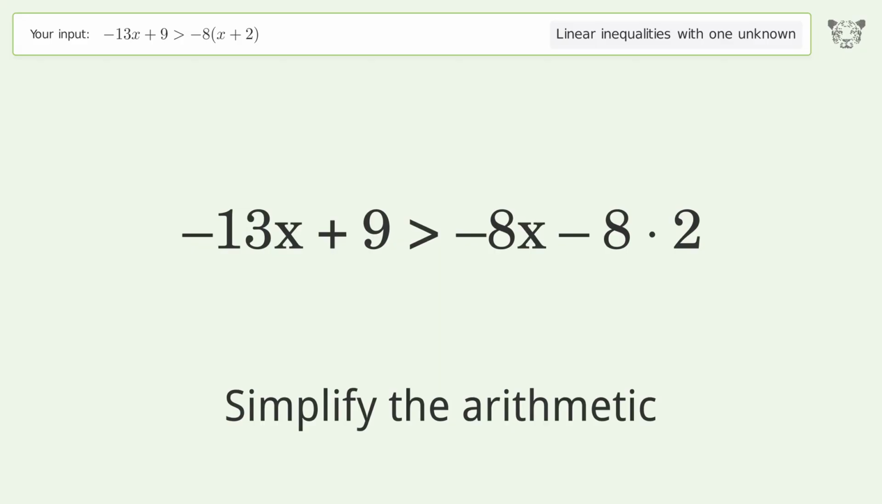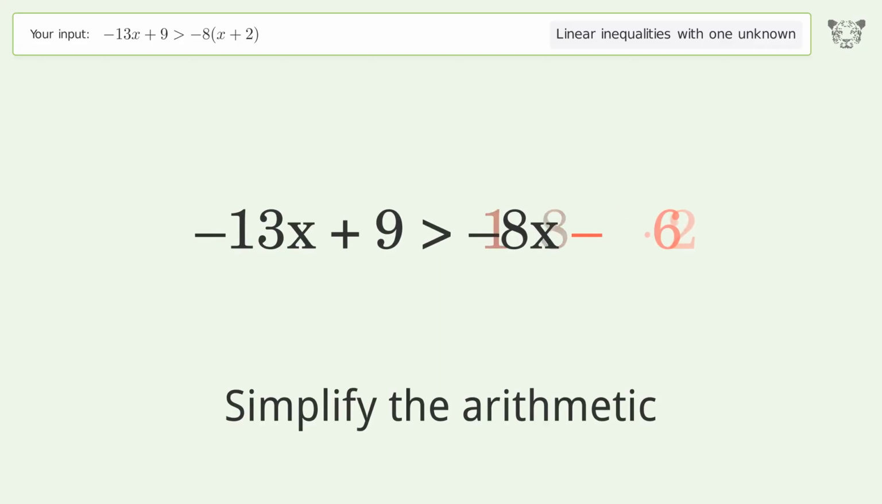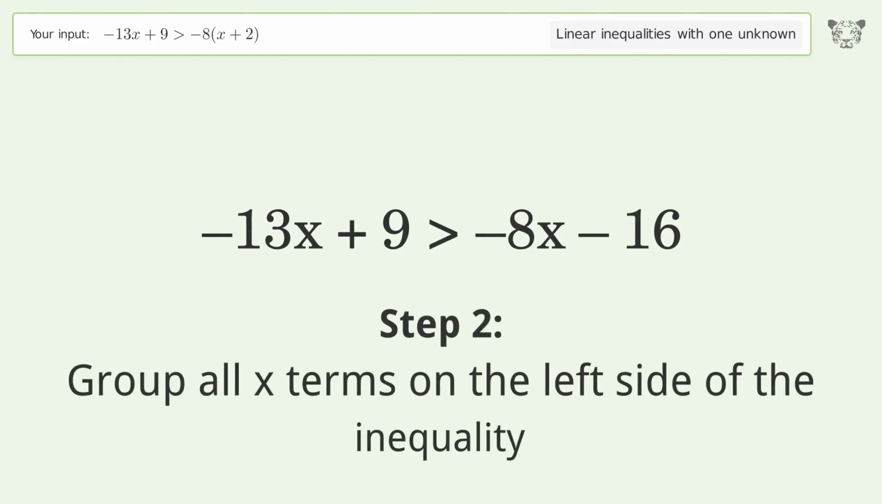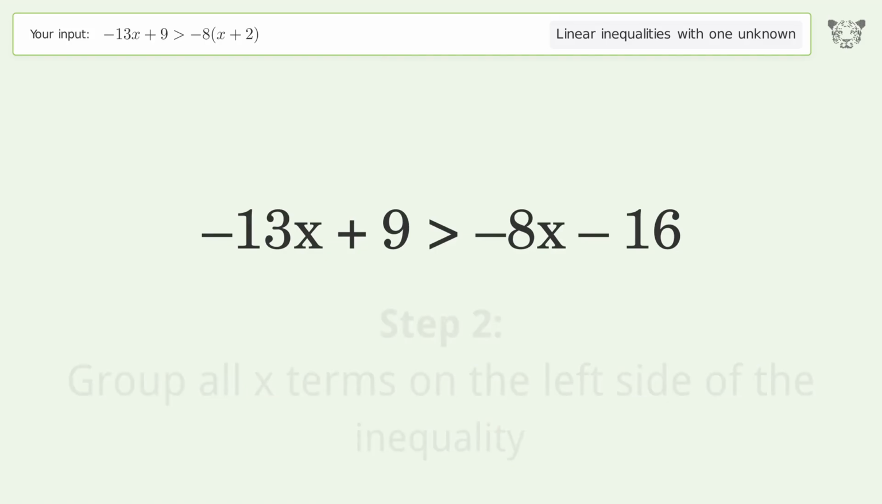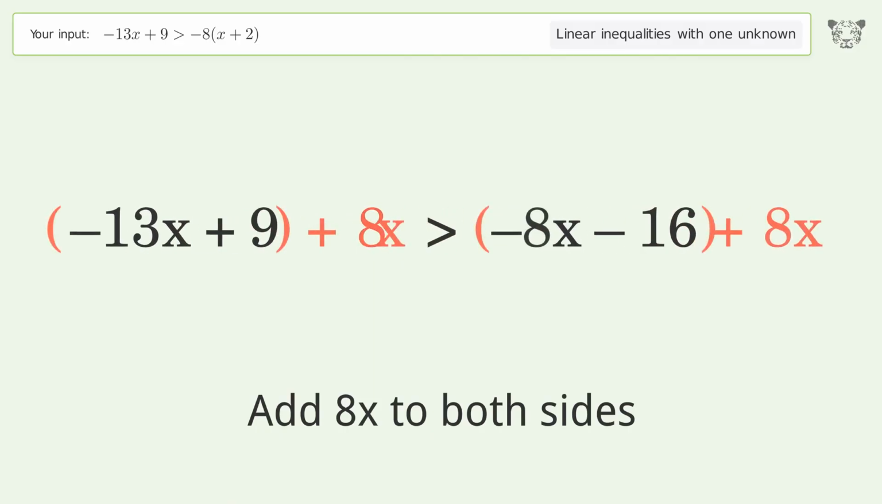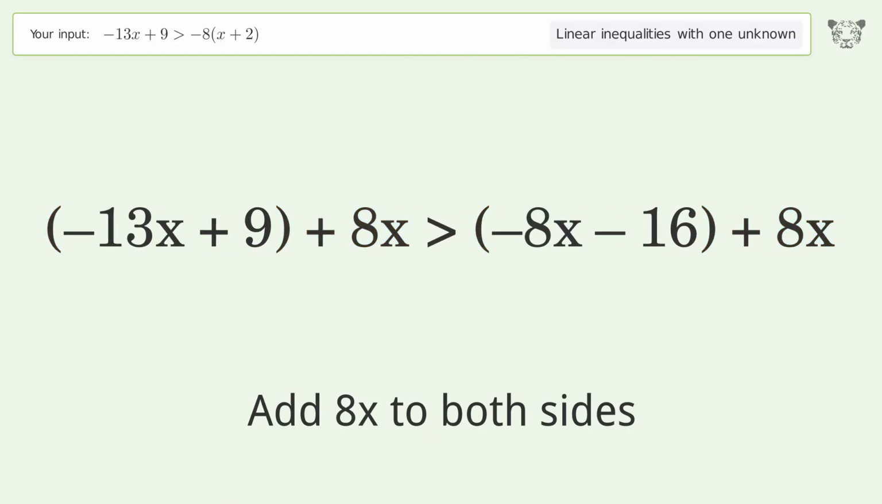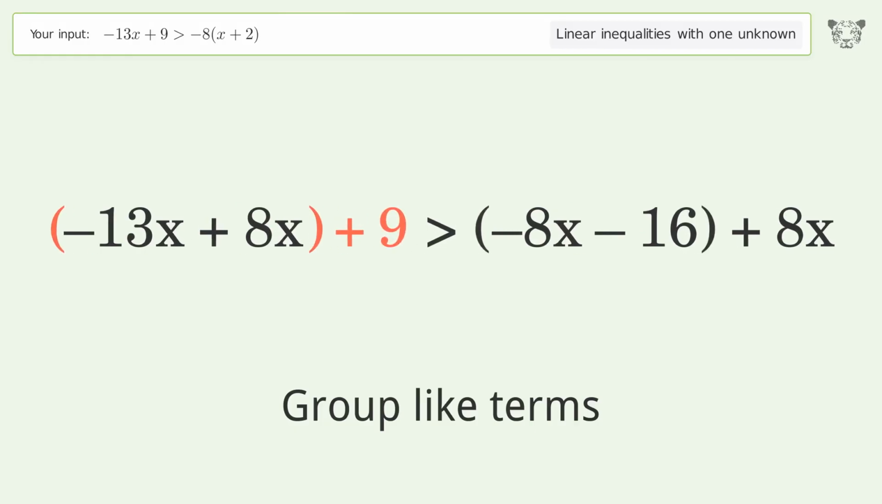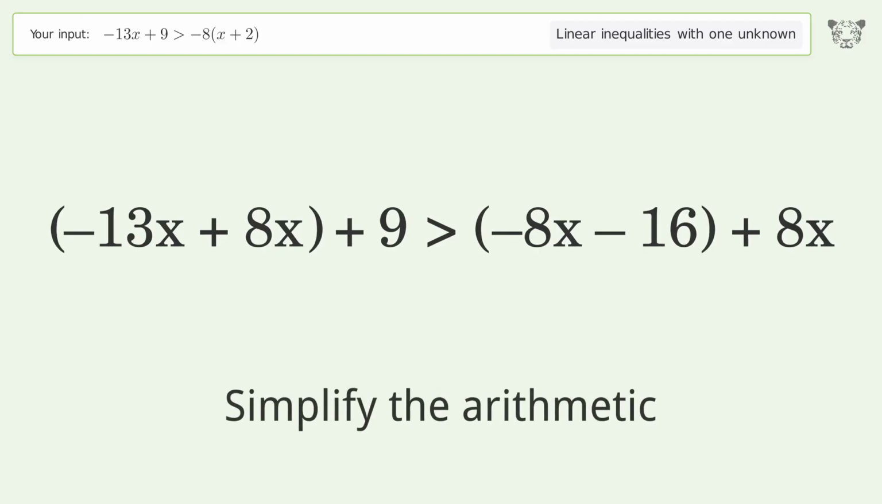Simplify the arithmetic. Group all x terms on the left side of the inequality. Add 8x to both sides. Group like terms. Simplify the arithmetic.